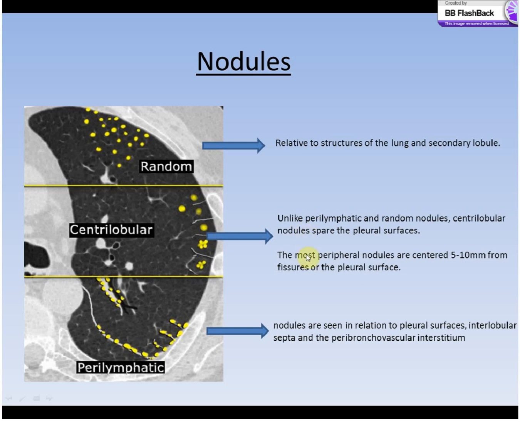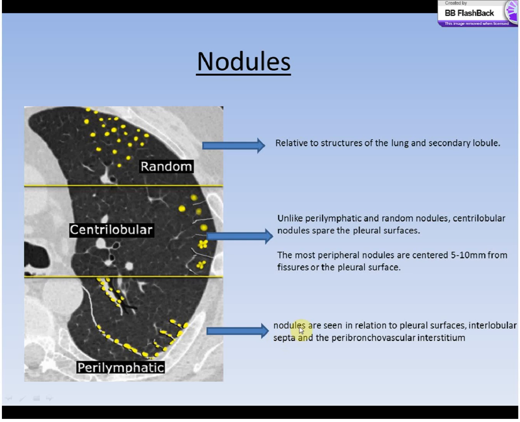They usually are about 5 to 10 millimeters from the pleural surface. And unlike perilymphatic or random nodules, they spare the pleural surface. Now, you don't see any nodules on the pleural surface there. You don't necessarily have to have one, you can have many. It can be in different places, but they tend to be, again, in the middle of the secondary lobule.